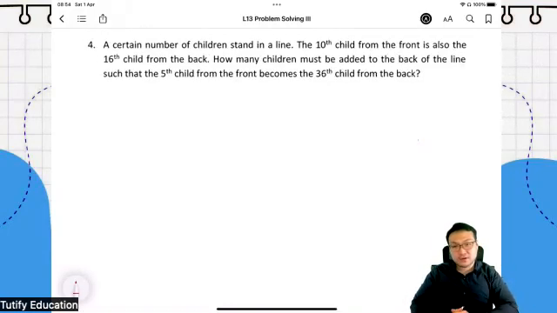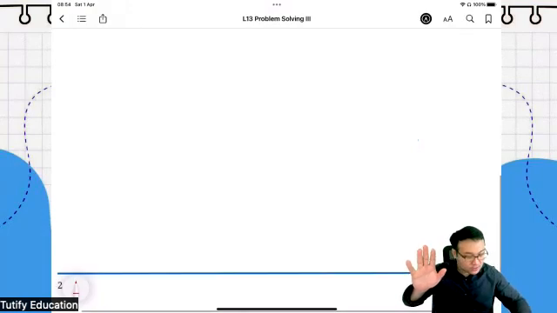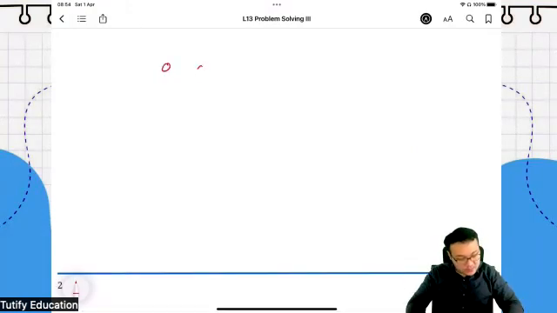Now let's look at number 4. This is a visualization question. Now don't read the question first. Ignore the question. I want to do my small experiment with you first.